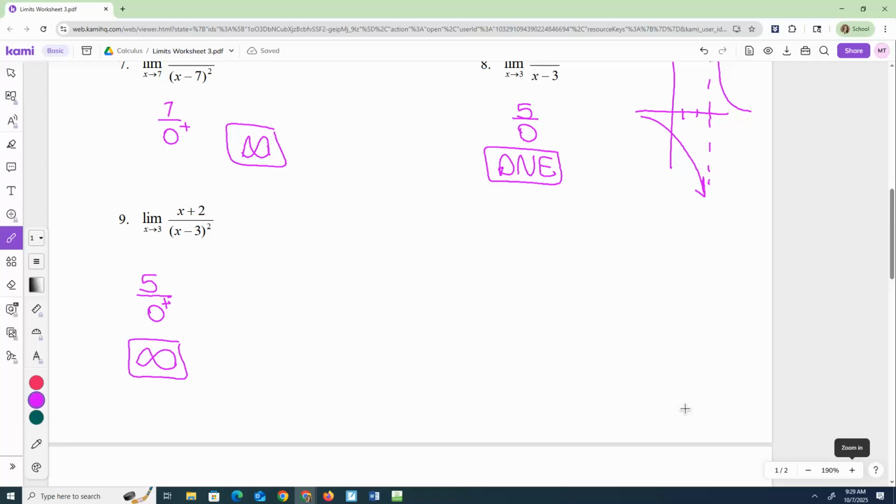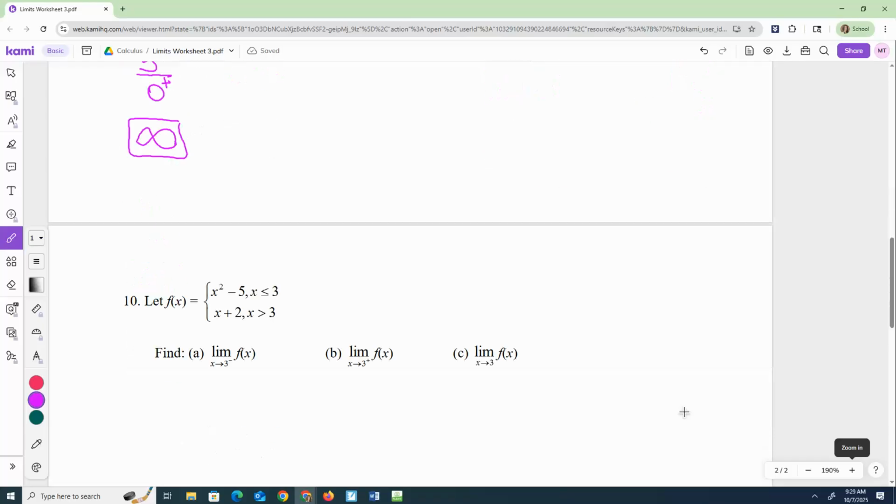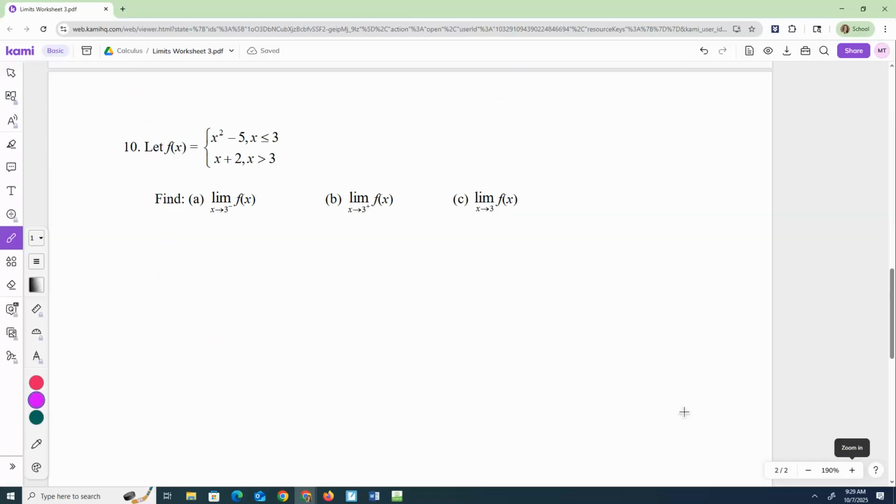I want you guys to look at number 10. Try to draw a graph if you need to, and see if you can answer those questions. First piece, if you plug in a 3, you get 4. Add equal to, so closed circle. If you put in a 2, you get negative 1. If you put in 1, you get 0, and it only exists when x is less than 3.